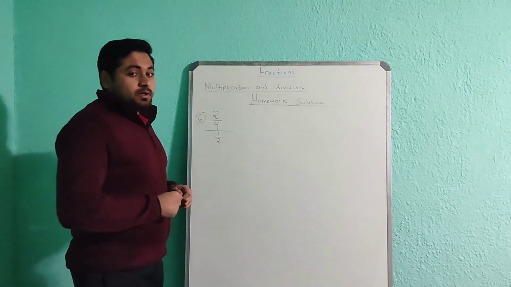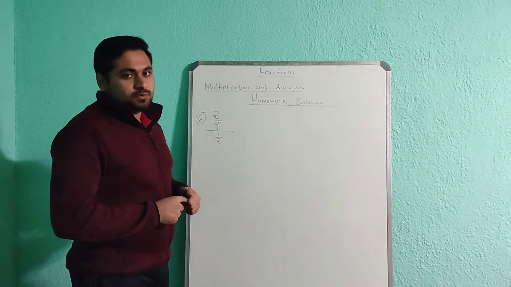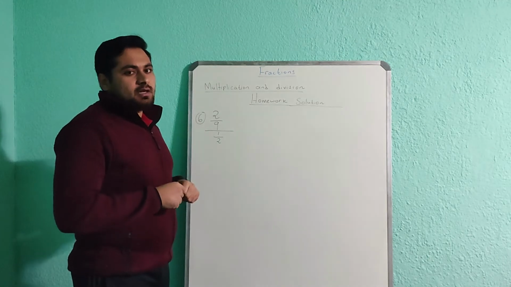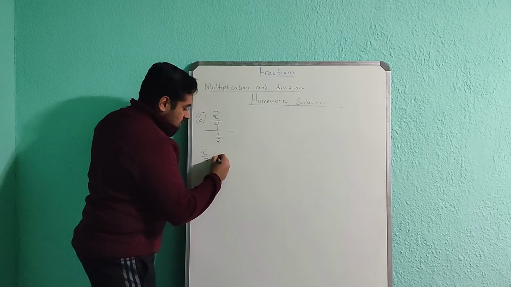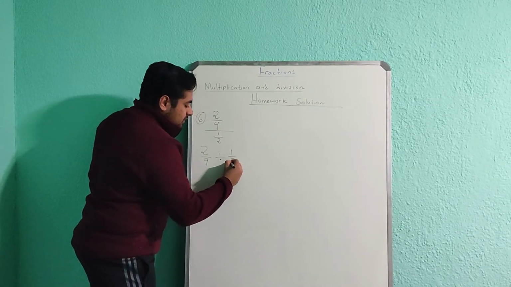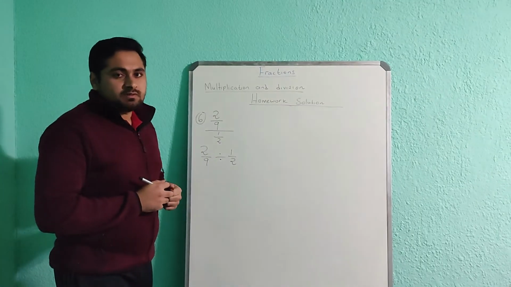The last question was 2 over 9 over 1 over 2. This is in format B. Let's change it to format A. So we write it as 2 over 9 divided by 1 over 2. And from now here we can perform our 6 steps.